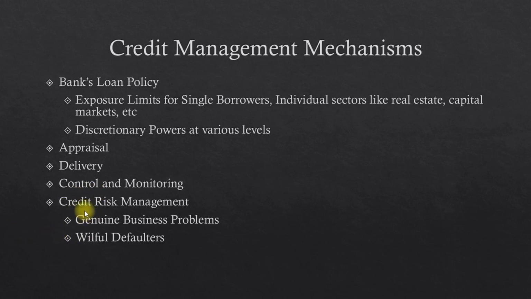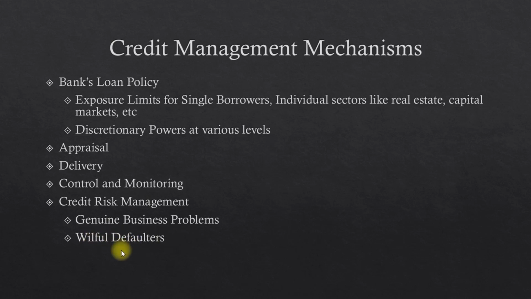Next is credit risk management. Credit default is possible despite the best of loan policies involving steps, appraisal, delivery, control and monitoring, etc., due to genuine business problems or due to intentional or willful defaulters. So basically credit default is possible, and the reasons are genuine business problems or it may be willful defaulters.